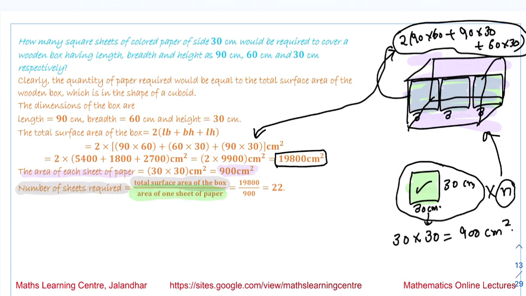So the answer we get is 22. That is 19800 divided by 900, that is equal to 22. So there are 22 sheets of paper that are required.